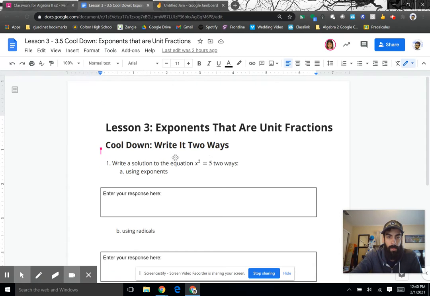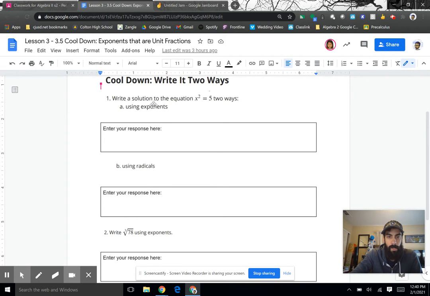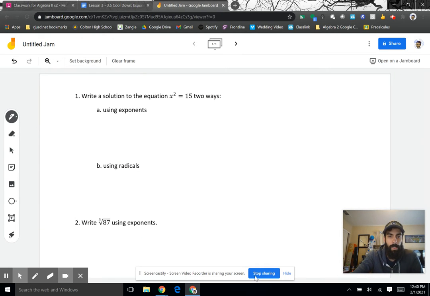Look, Miss Cedillo's even on here already. We're going to write a solution to the equation x squared equals 5 in two ways. First, using exponents. Second, using radicals. And then the second problem, write the cubed root of 78 using exponents. So I want to give a second example of this type of problem.